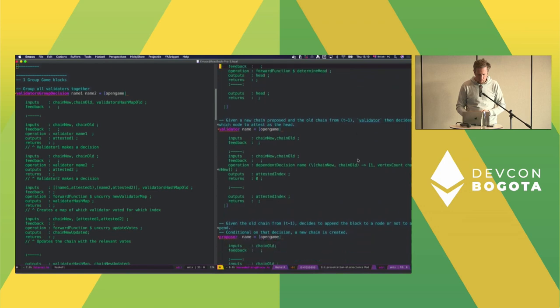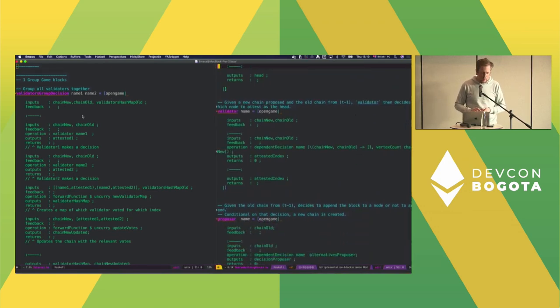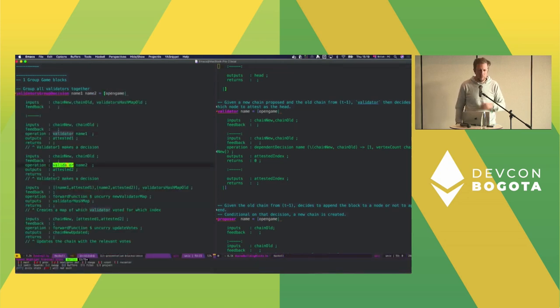But we have several. What we do here, we are grouping them together, right? So we say, well, there is a chain new, chain old input, and then there is some kind of information. This is just information about past behavior from the other validators from the period before. And then the thing is, what you should observe is the following. Here and here, validator, this is the construct which is on the right-hand side. So we take that and block in the open game here. Yeah? And this is basically the second step of nesting.